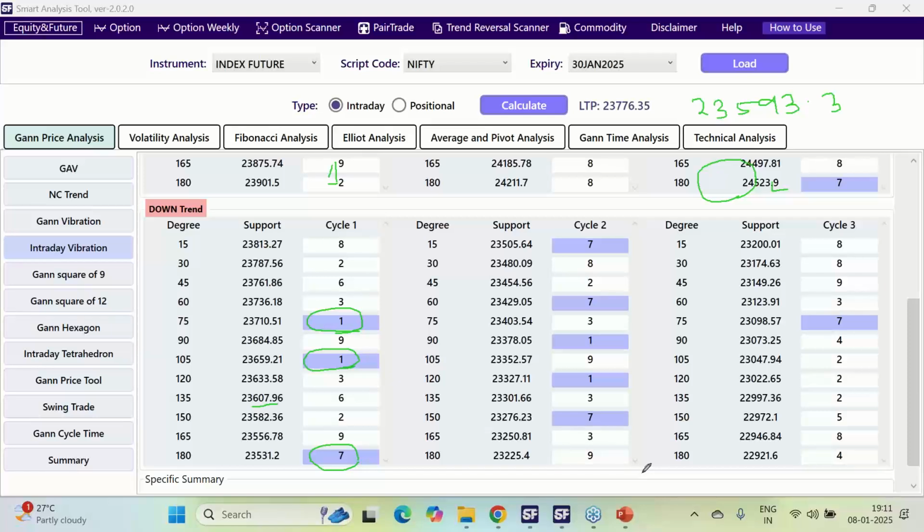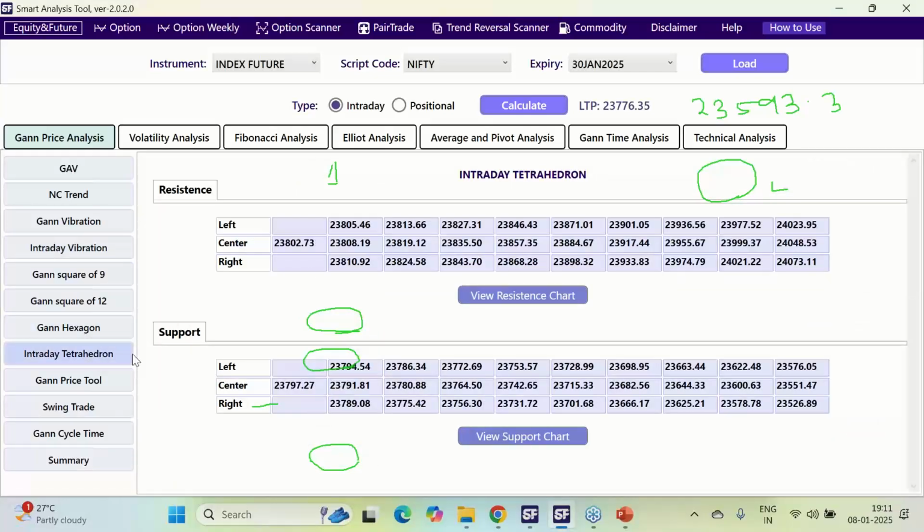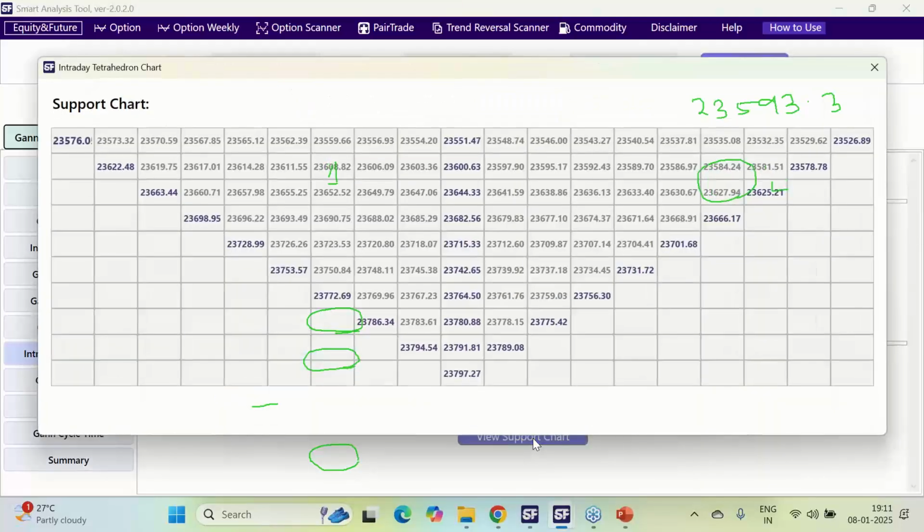You will find that this is one evidence. So this is on the vibration number. This is being taken from the high, two data points, high and low. If I go for the tetrahedron, this is the resistance graph and this is the support graph, which is being taken from the high. Whatever the high has happened, from there this has been calculated. So what is the closing today? 23,776.